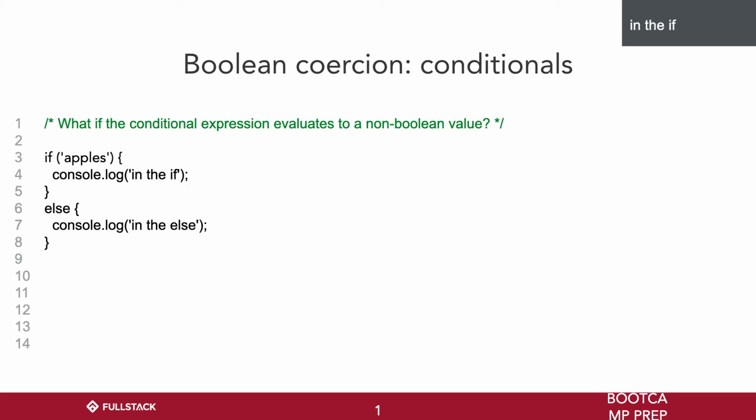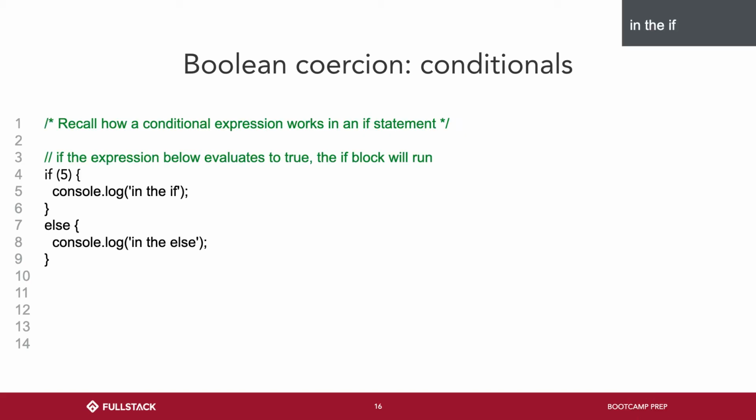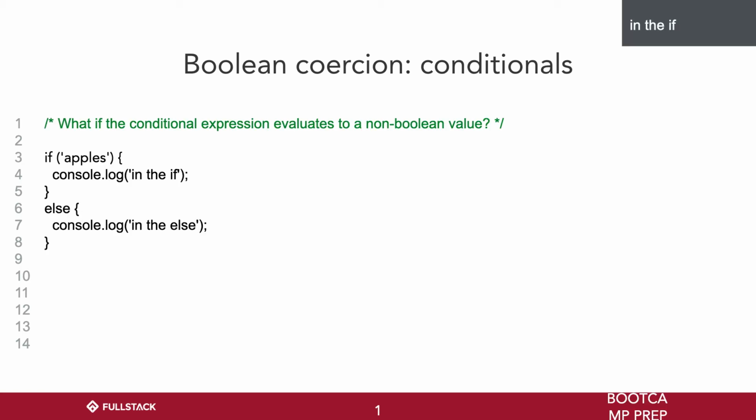Does anyone disagree with this? Is anyone confused why this is happening? Can you go back to the slide? Yeah. This one? Yeah. This is the same thing, except instead of apples, we have 5, right? So 5 is not 0, right? So 5 coerced into a Boolean would be true, right? So if coerces that 5 into true, and we run in the if. Same thing as here, except with apples, because any string with length is truthy.